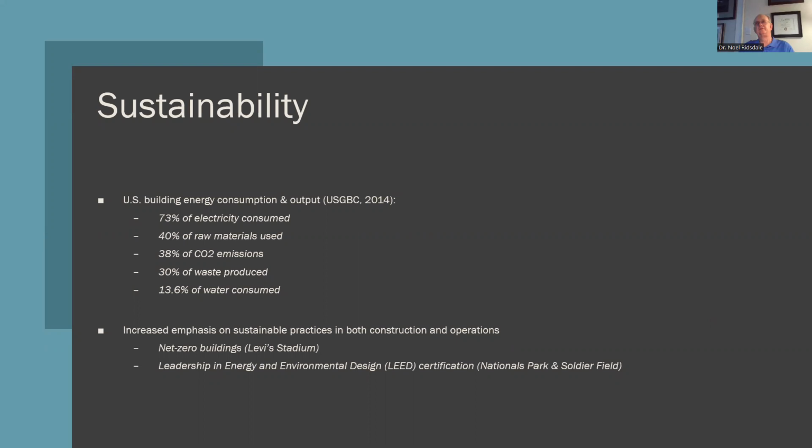There's an increasing emphasis on net zero buildings. Levi's Stadium, for instance. Also the one in Las Vegas, the Raiders Stadium.